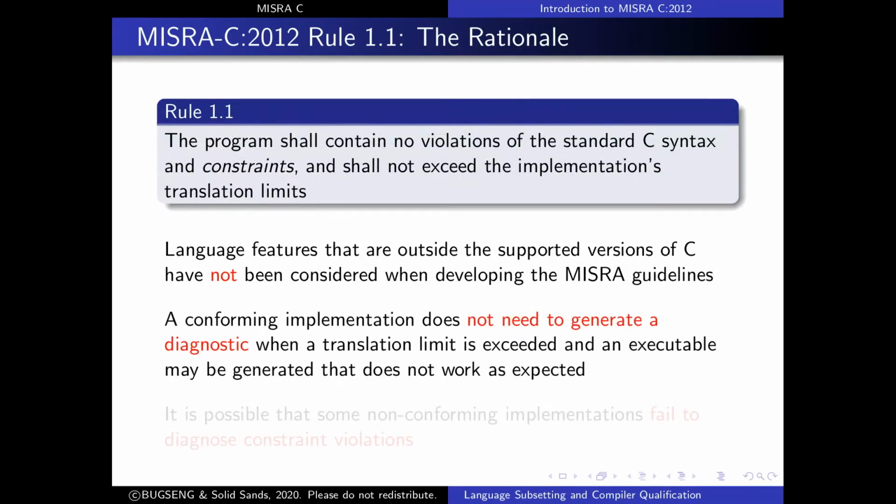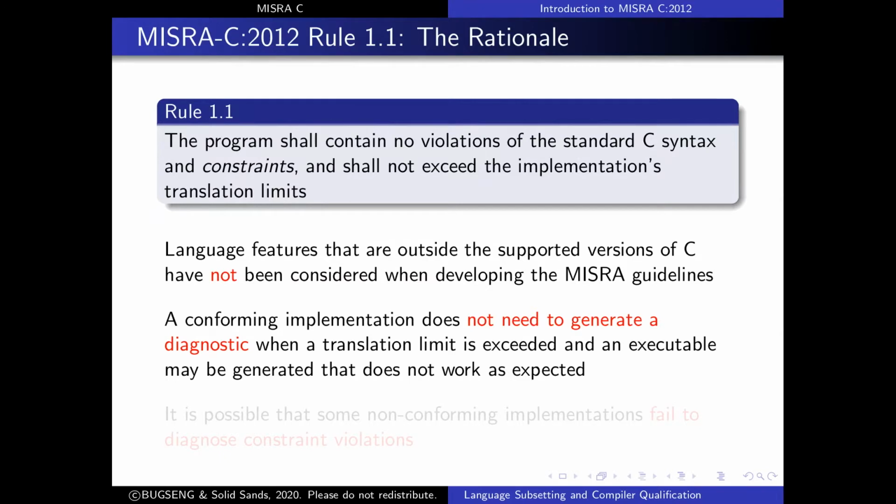So why is this important? It's important for two reasons. One is that language features that are outside the supported version of C have not been considered when developing the MISRA guidelines. So warranty void if you use them without any assessment of the impact. And you should know that a conforming implementation does not need to generate a diagnostic when a translation limit is exceeded. And an executable may also be generated that doesn't work as expected.